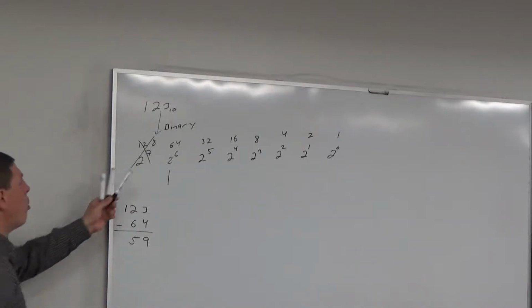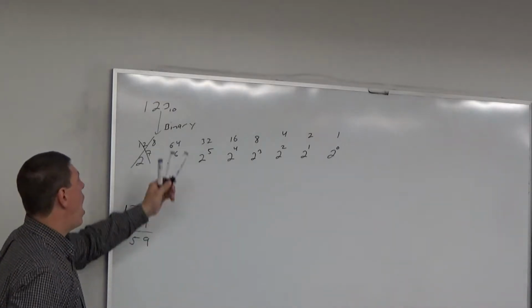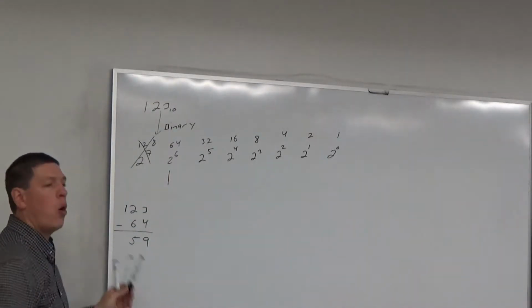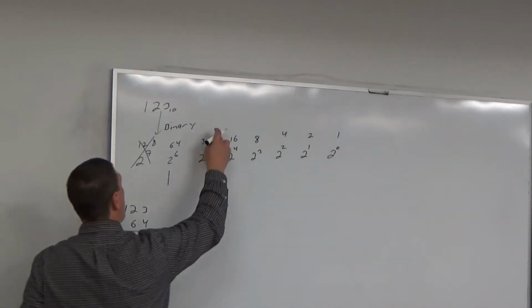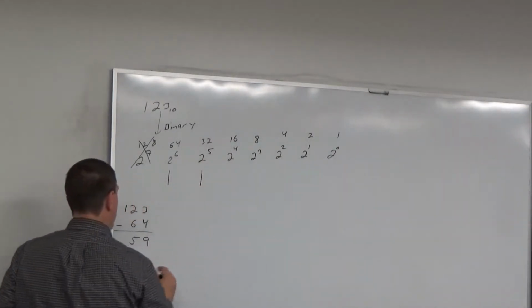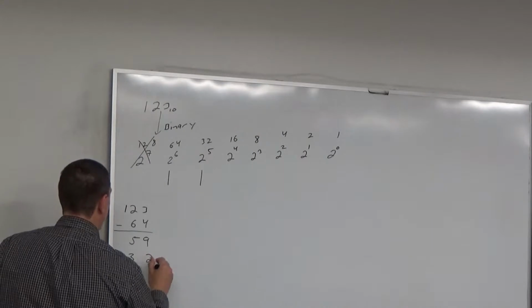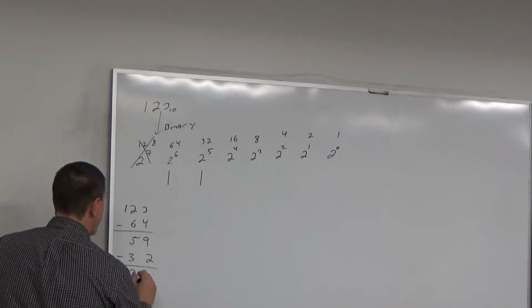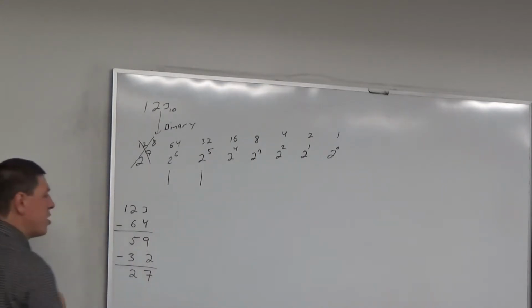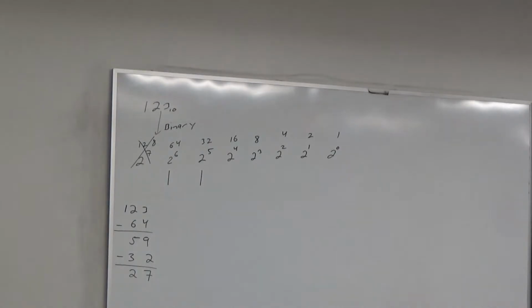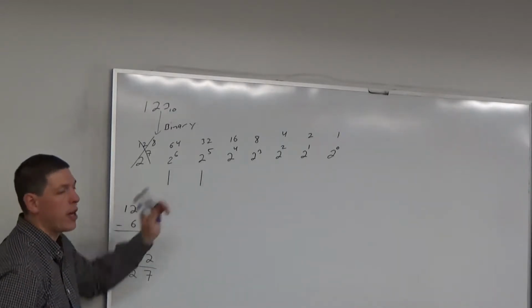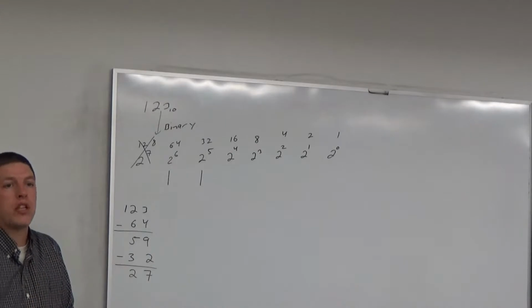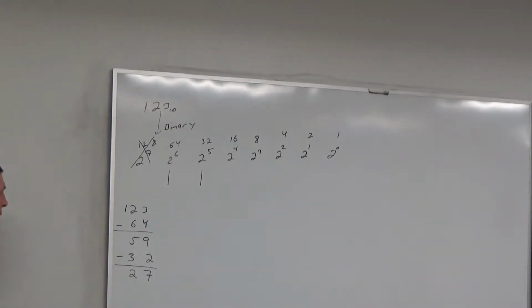My next possible bit, 32. I know that I can take 32 away from 59. So I'm going to put a 1 under this one, and I'm going to subtract 32. 59 minus 32 is 27. So see what I'm doing, guys? I'm just continuously subtracting. And remember, in binary, there's only 1. We can't put a 2 under here, because that would mean that we're in something like ternary, which we don't want to deal with.